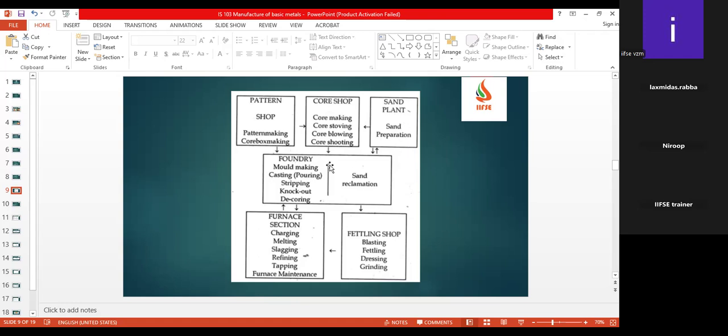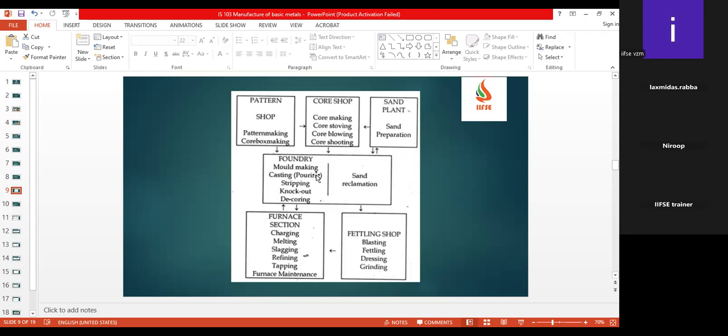Once it is done, we'll come to the foundry, where we do melting of metal scrap, and then mold making, then stripping, knockout, and decoring. Casting is nothing but pouring of metal. Once mold making happens, the pattern, which is a masterpiece, creates a mold. We use sand, put the pattern inside, then take the pattern out of the sand. You will create a mold, which is the specimen where we want to get the shape out of it.